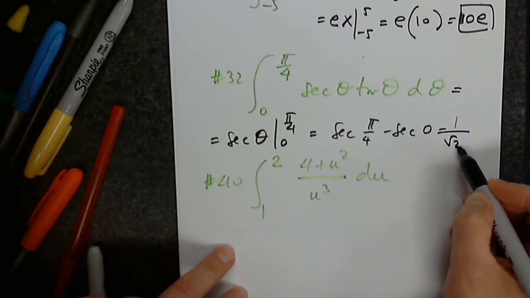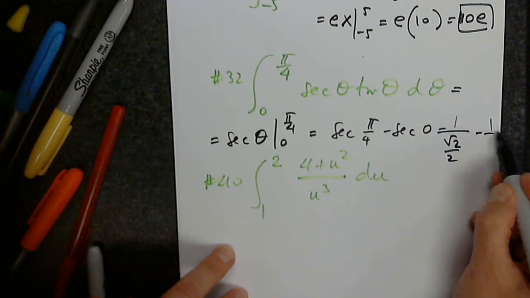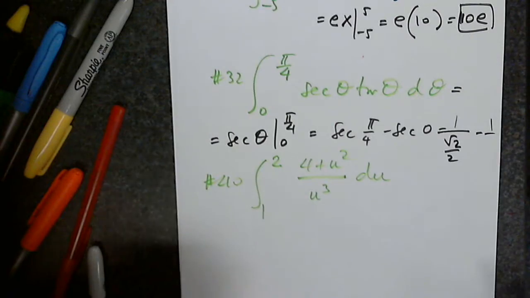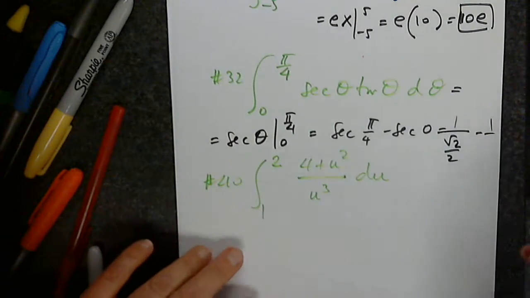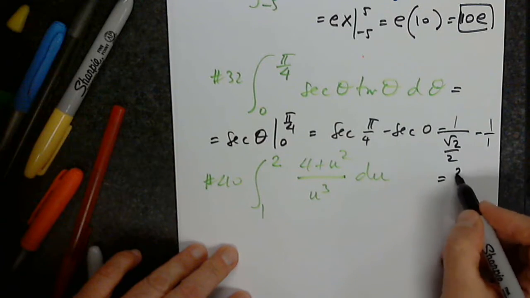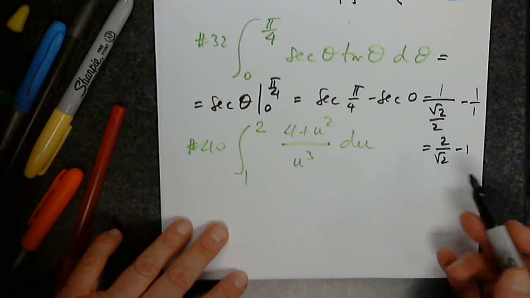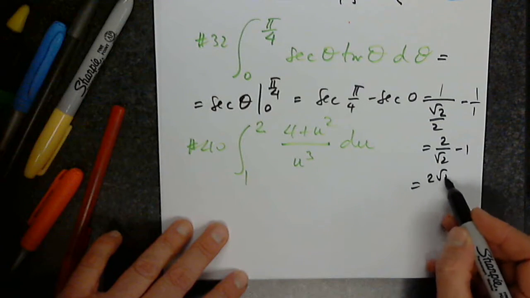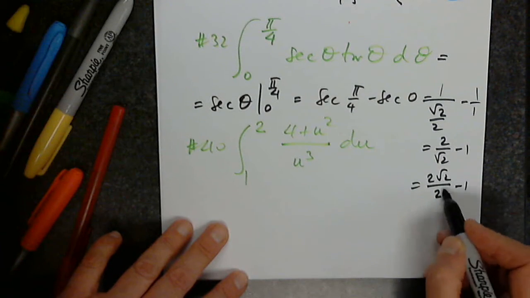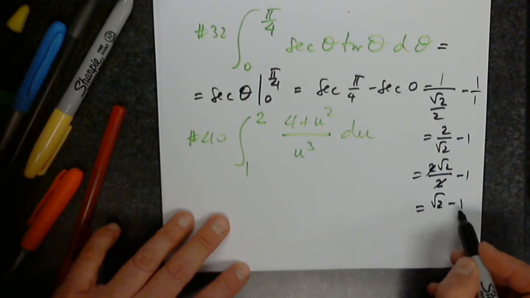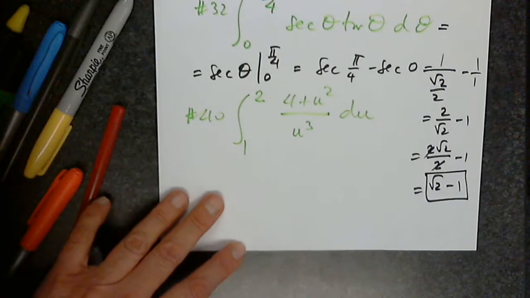So 1 over the square root of 2 over 2 minus 1 over secant 0 is, yes, cosine is measured on the x-axis, so 1 over 1. So this is 2 over the square root of 2 minus 1. You can rationalize the denominator. 2 times the square root of 2 over 2 minus 1, and you will simplify. So it's the square root of 2 minus 1. You can leave it alone.